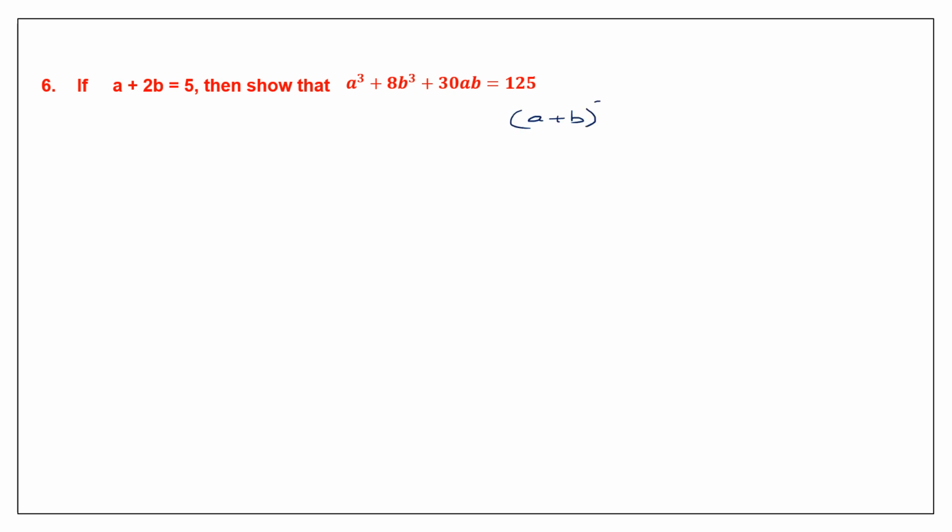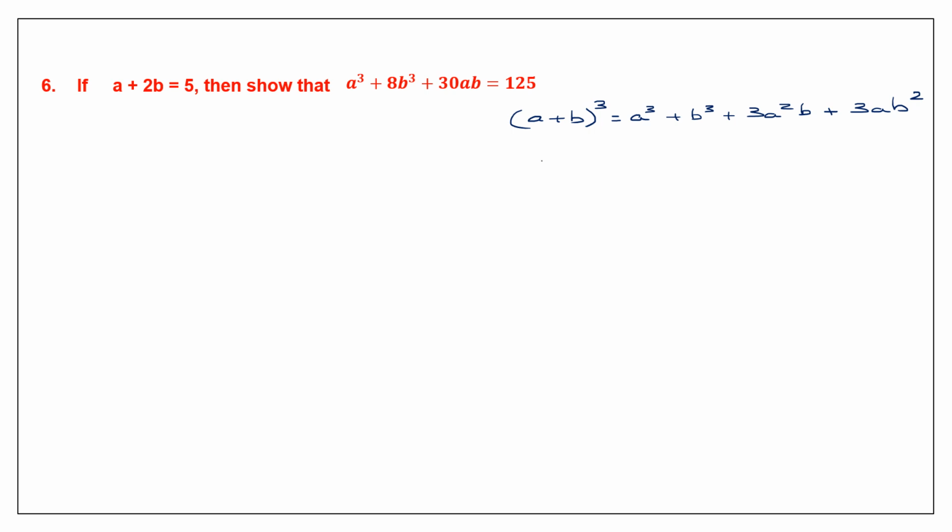Now what is the expansion for this? The expansion here is a cube plus b cube plus 3a square b plus 3ab square. Now if we expand it this way, in our answer we should have cubes, we should have squares. But look at this answer, it only has cubes, it doesn't have squares. Now there is another way of expanding this.